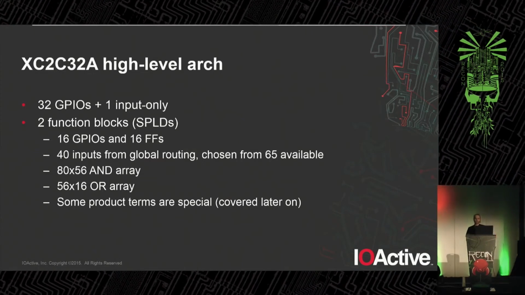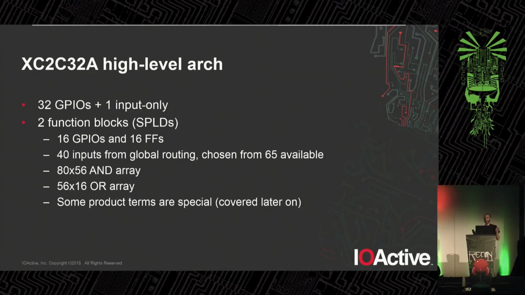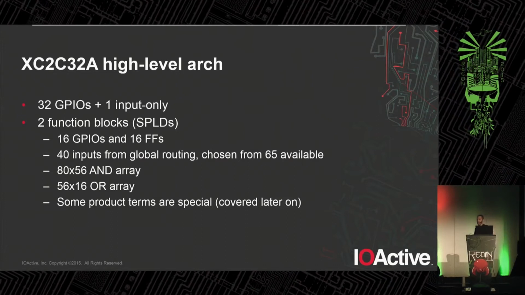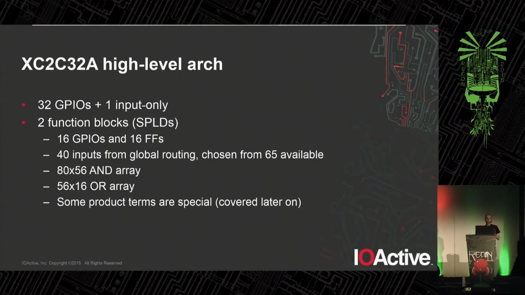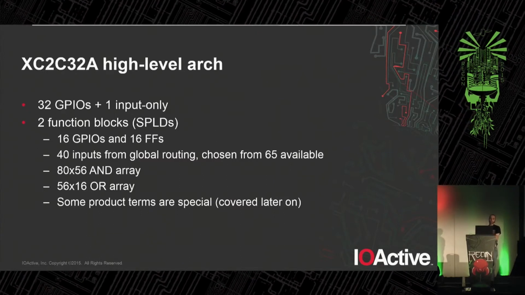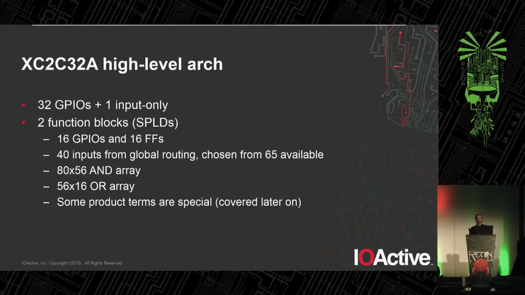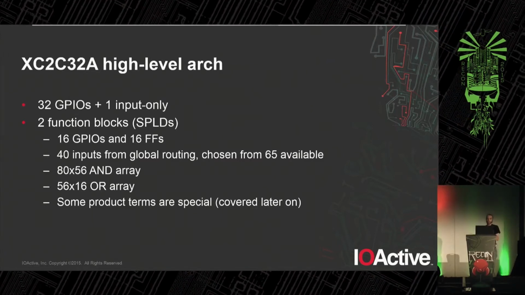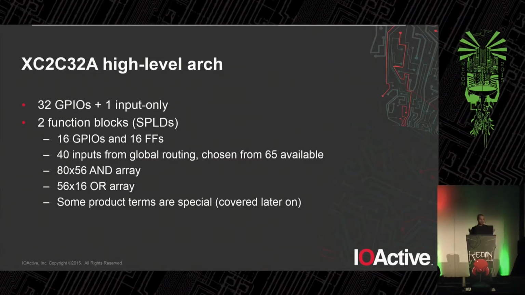And then the remainder of the device is 2 function blocks, which are basically SPLDs. Each one has 16 GPIO pins, 16 flip-flops. Of the 65 signals in the global routing, so 32 IOs, 32 flip-flops, plus one input only is 65, we pick 40 of those, feed those into an 80 by 56 AND array, then a 56 by 16 OR array. This is all documented in the datasheet.